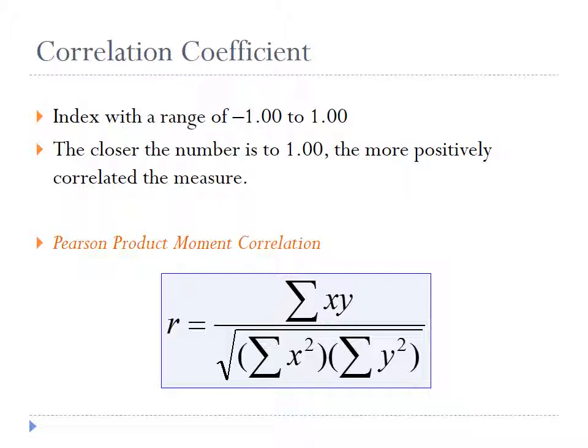A score of 0.95 is very strong. It is very close to 1.0. A score of 0.36 is not as strong. It's much further away from 1.0.